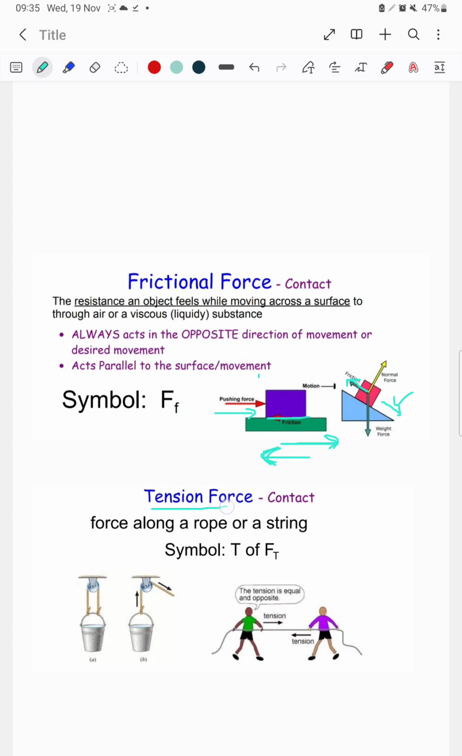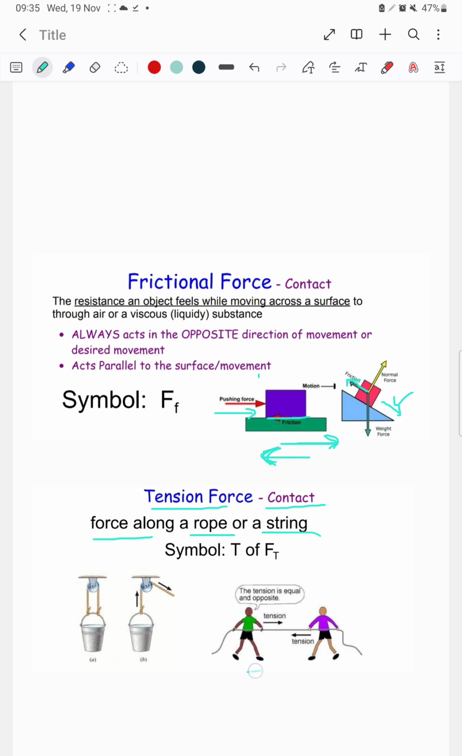Then we have the tension force. This is again a contact force. This is the force along a rope or a string. So in your questions you have to see if there is a frictional force, if there is a tension force. If there is a rope or a string, that means there is a tension force. And tension is always equal and opposite.